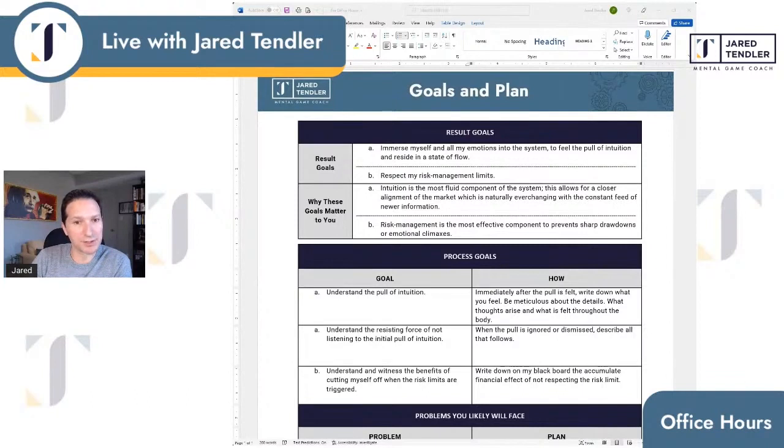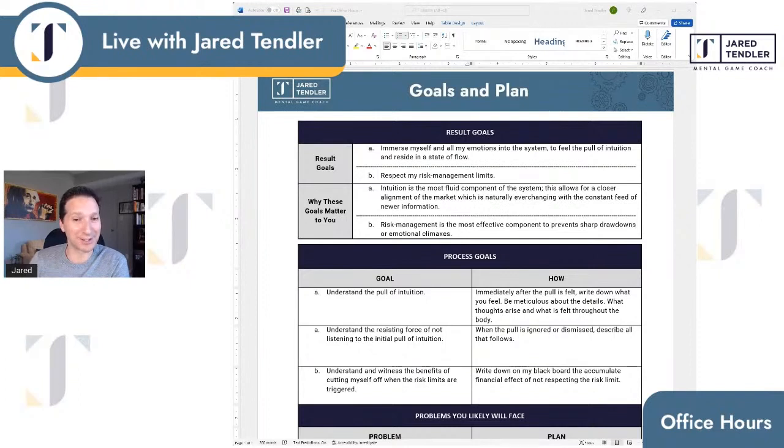this is kind of an interesting one because it's a qualitative goal at the outset, right? So the result goal is this: immerse myself and all my emotions into the system as a trader to feel the pull of intuition and reside in a state of flow. So that is not a result from a monetary standpoint, but that is a result in terms of the quality of their decision-making and execution on a day-to-day basis. And that's a very, very aggressive and aspirational type of goal.